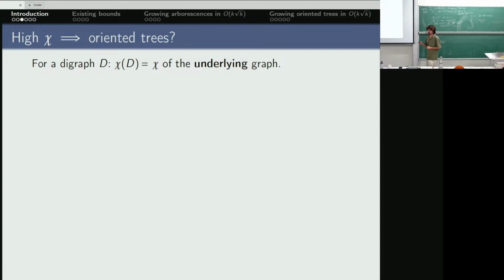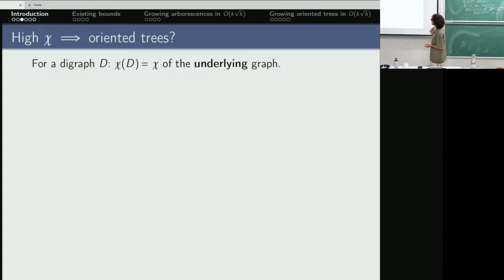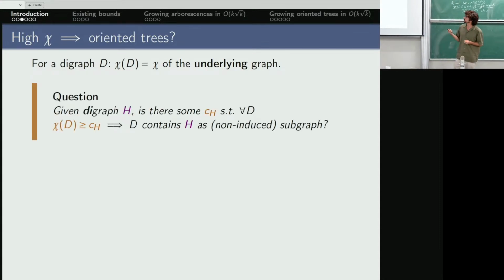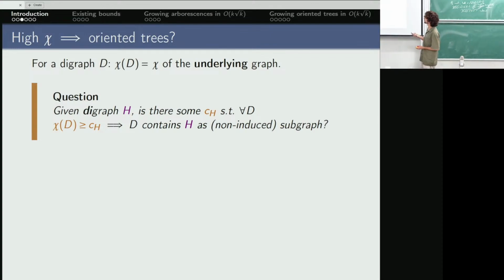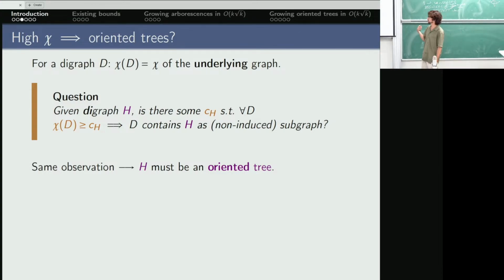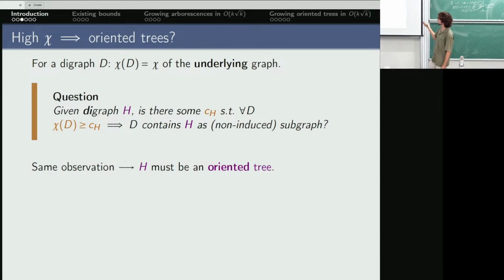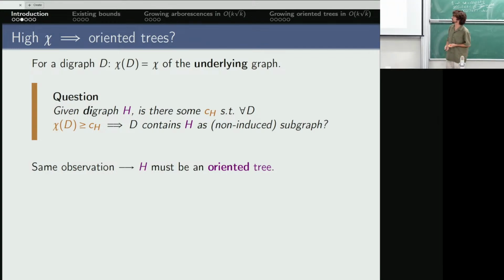So for a digraph, in this whole talk, the chromatic number of the digraph is the chromatic number of the underlying simple graph. So it's not any kind of particular notion to digraphs. And again, you can ask the same question for any digraph H. Is there some constant such that chromatic number greater than that constant guarantees you H as a subgraph? And the same observation as before, on graphs of arbitrary large girth and chromatic number, guarantees you that H has to be an oriented tree if you can ask this question. Because if not, again, you just take graphs of arbitrary large girth and chromatic number, you orient them however you like, and you will not contain H.